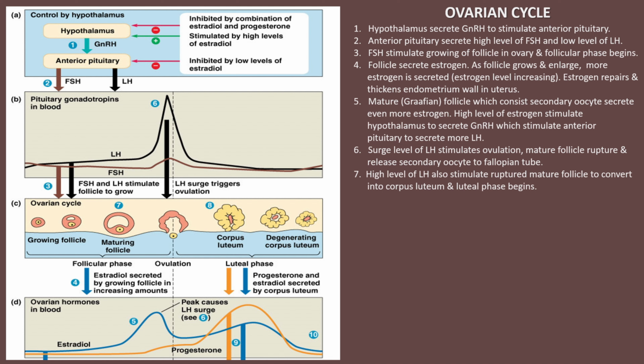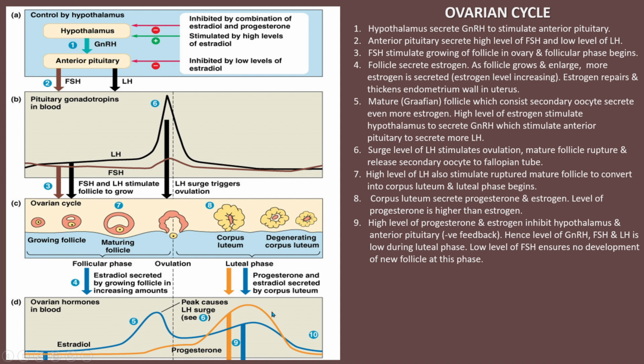Step number 7, high level of LH also stimulates the ruptured mature follicle to convert into corpus luteum, and the luteal phase begins. Step number 8, corpus luteum secretes progesterone and estrogen, but level of progesterone is higher than estrogen.